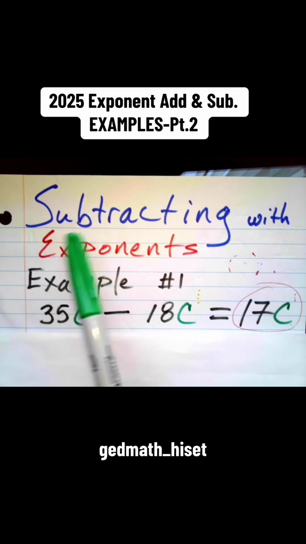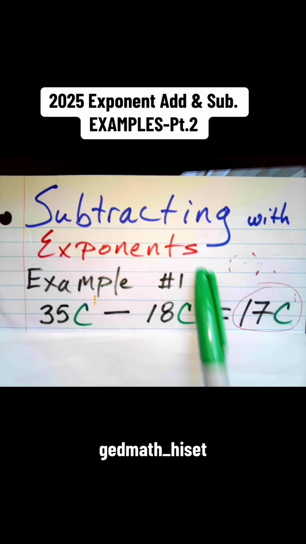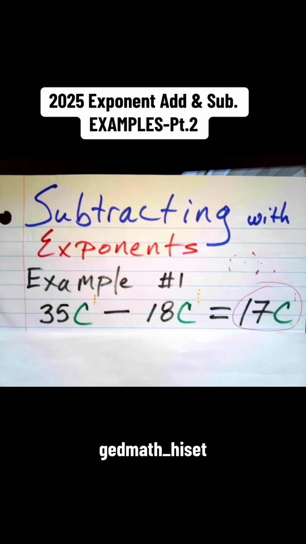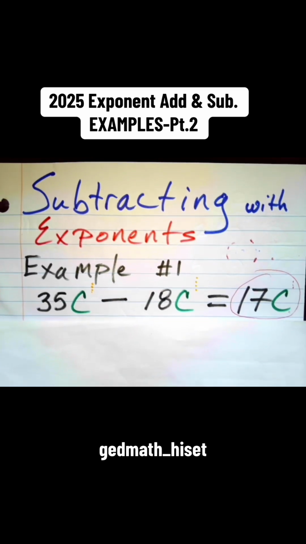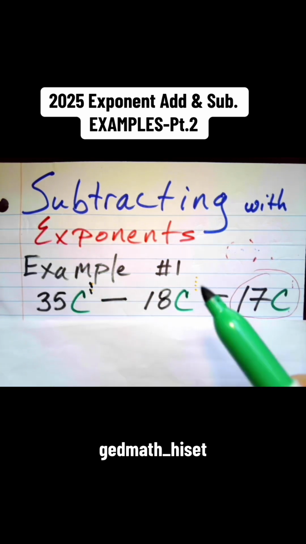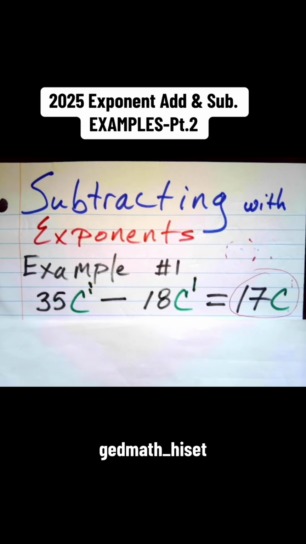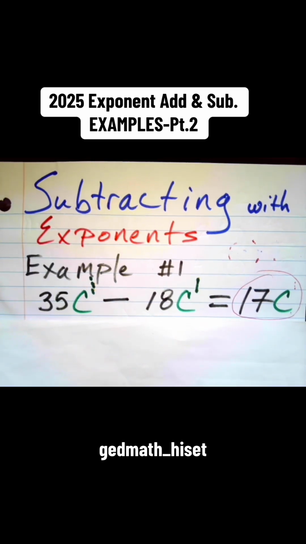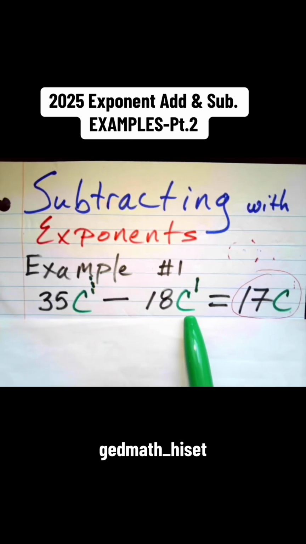So let's take a look at examples of subtracting with exponents. Again, show those invisible ones. Here in example number 1, I've got 35c minus 18c. Well, there is a power of 1 associated with that c. You can show an invisible 1 like I did here, or you can just write in a solid 1 in that exponent's place. Do we have the same base? Yes. Is it to the power of 1? Yes. Remember, it's an invisible 1.